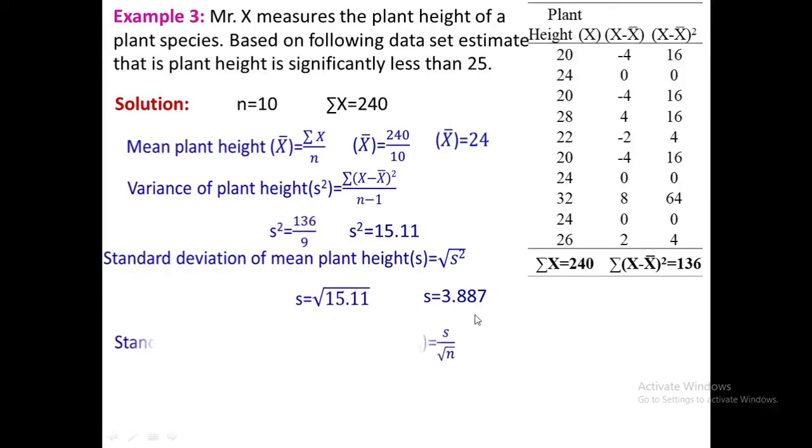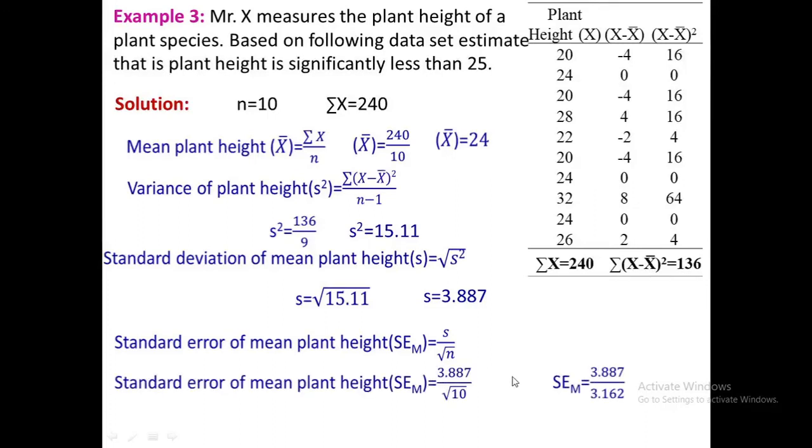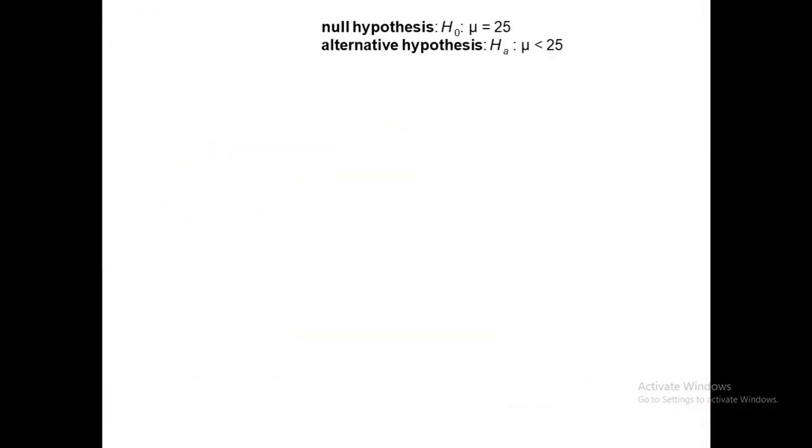And the standard error of the mean plant height will be s over square root of n, so the standard error can be calculated as 3.887 divided by square root of 10, and the value will be 1.2292. Now we will make the null hypothesis that mu is equal to 25, whereas in the alternate hypothesis we can say that mu is not equal to 25 or less than 25.